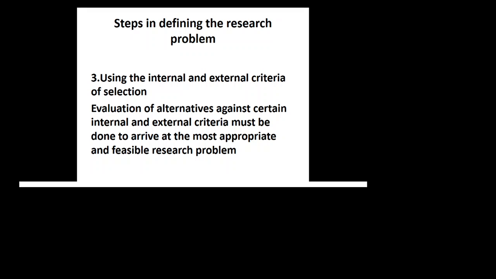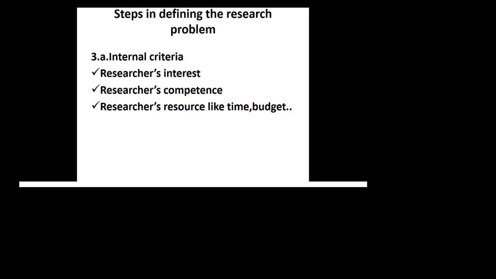Next step is using the internal and external criteria of selection. So once you get your specific topics, you are not going to identify just one, you are going to identify 2 or 3 specific topics. After that, you are going to bring it down by evaluating alternatives. So your specific topics become alternatives, and you are going to evaluate these specific topics or alternatives against certain internal and external criteria to arrive at the most feasible research problem or topic.